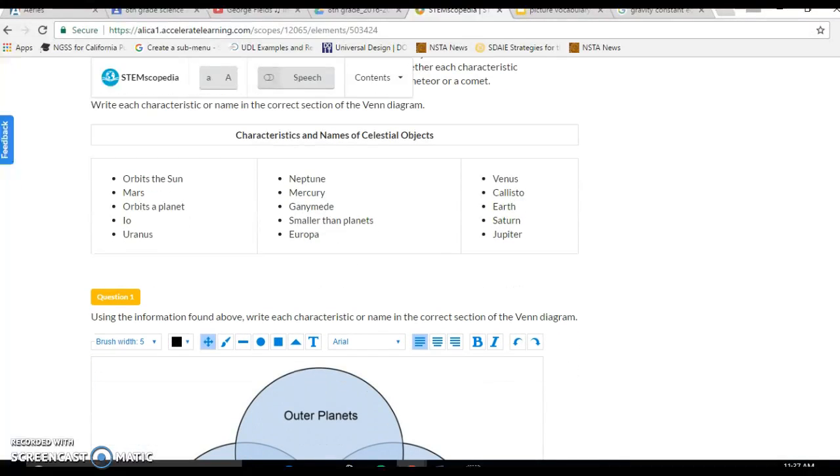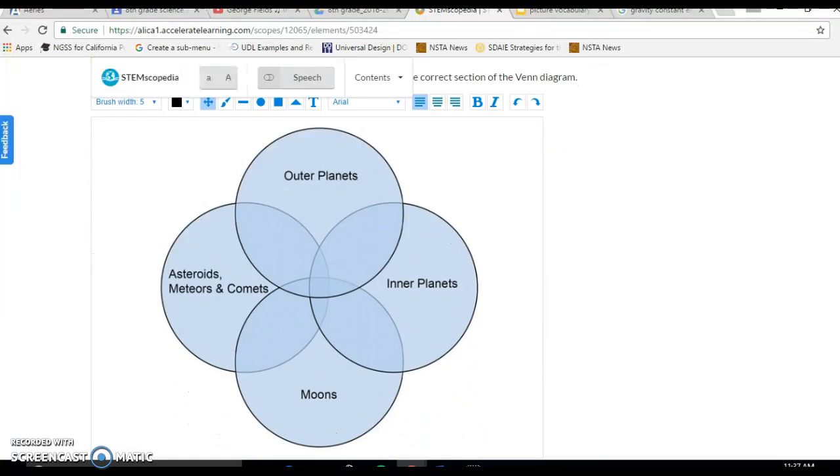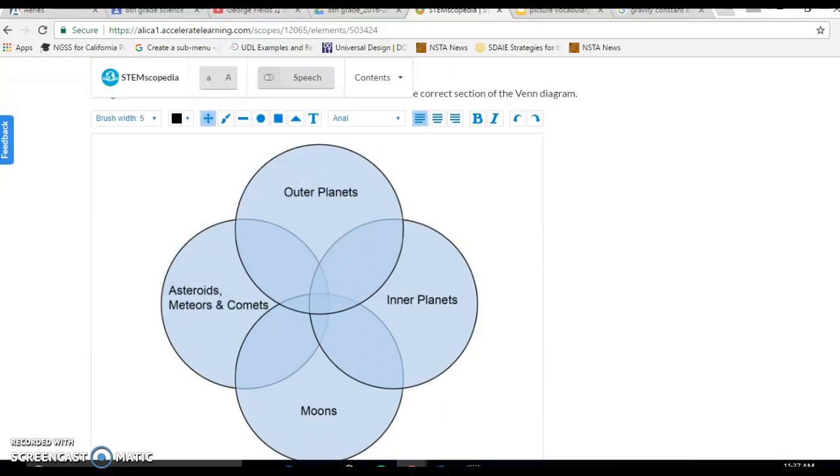This first task is to take these different words and place them in proper areas within this picture here. Now, I'm making the video just to make sure it's clear how to do that. So what we need to do is, what is an inner planet? For that one, you'd use the text box, and I just set it up right here. I'd write Earth, right? Because Earth is an inner planet.